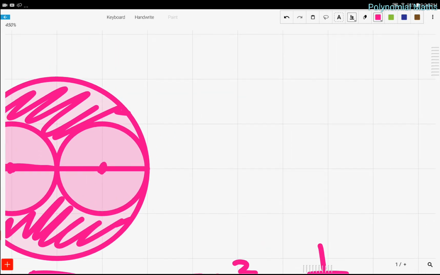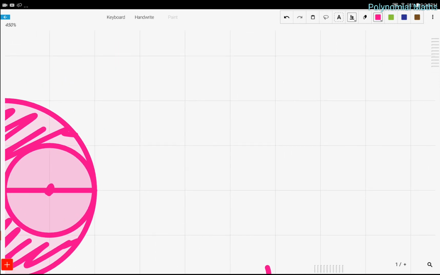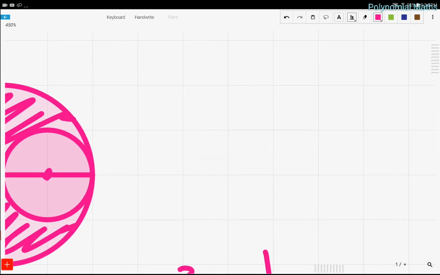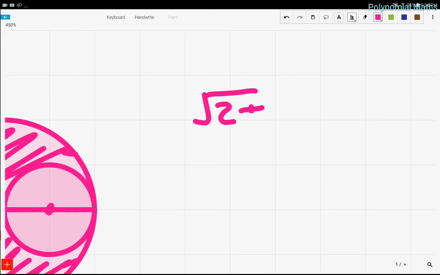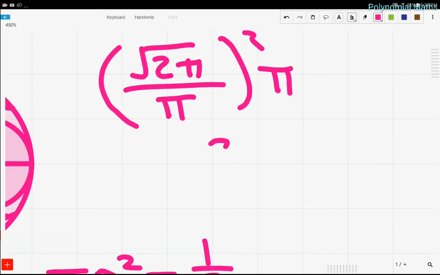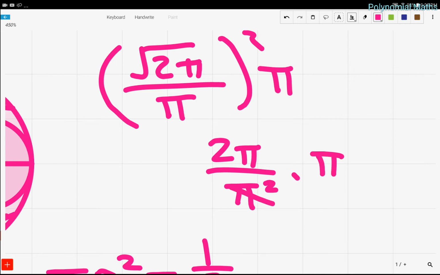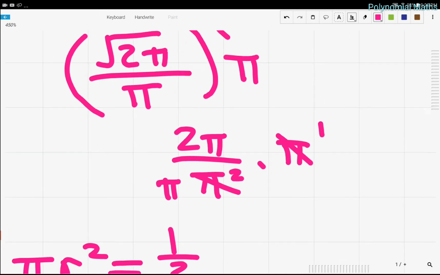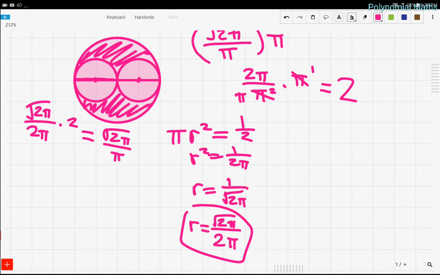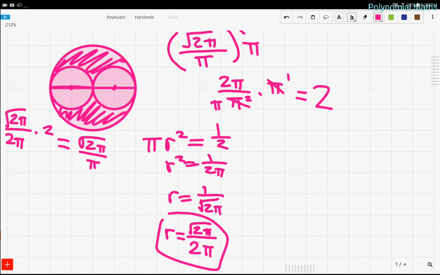So now let's apply the area of a circle. Using this, we can find the area of the big circle now. So we get square root of 2 pi over pi squared, we square that, and then times pi again. So this becomes 2 pi over pi squared times pi. Cross out, this becomes pi, this is 1. And we end up, this equals 2. So now we're basically done because the area of 2 is the area of the gigantic circle.